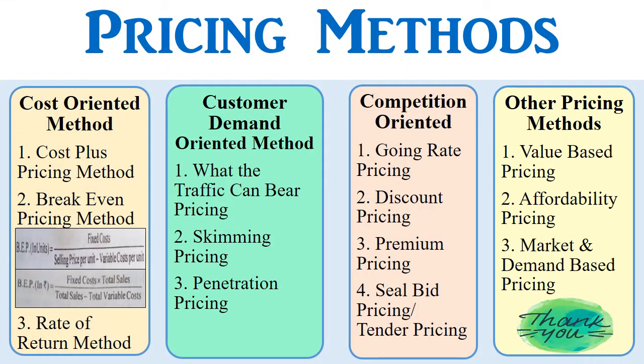These are the main methods of pricing, or we call them the pricing policies. The first one is cost oriented pricing. Under this, let's discuss the cost plus pricing method. In this method, the marketer estimates the total cost of producing the product, then adds a markup or a margin that the firm wants to that price.